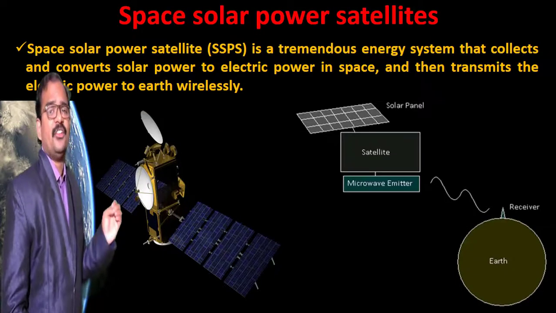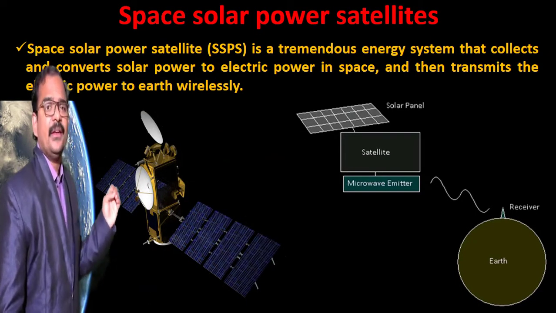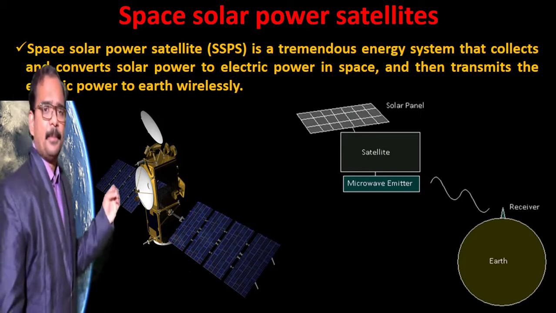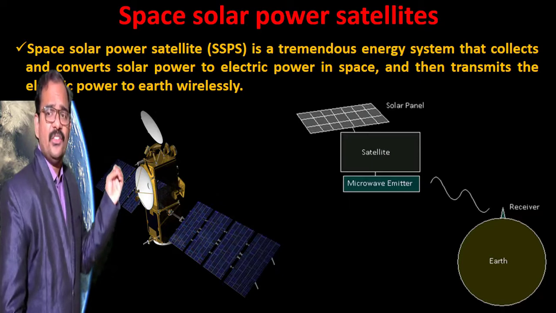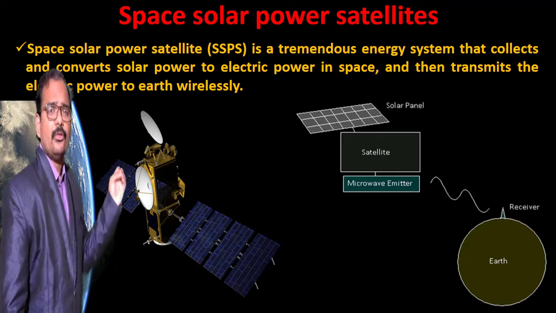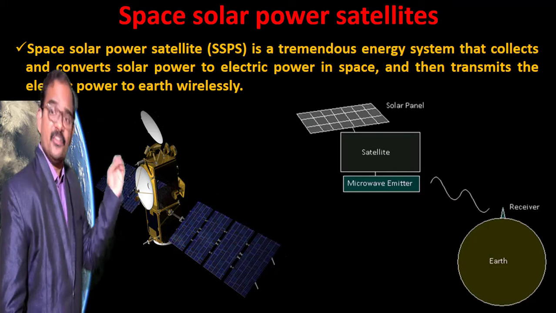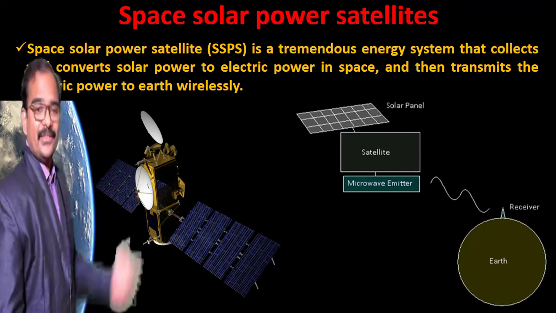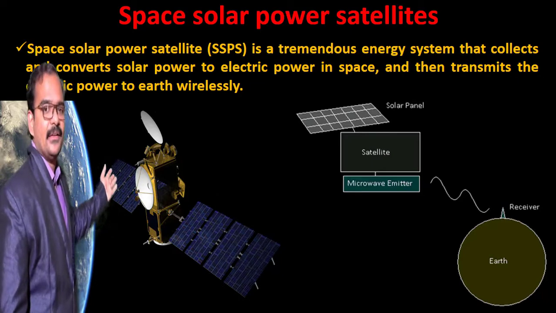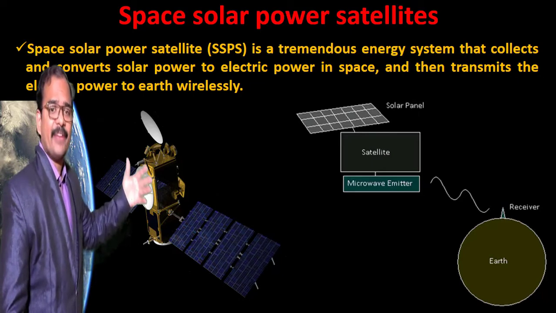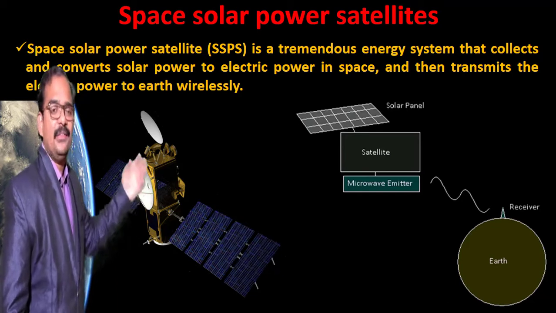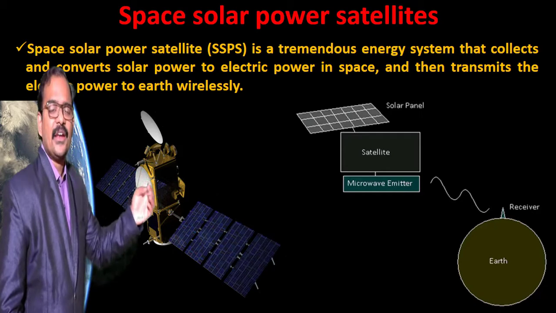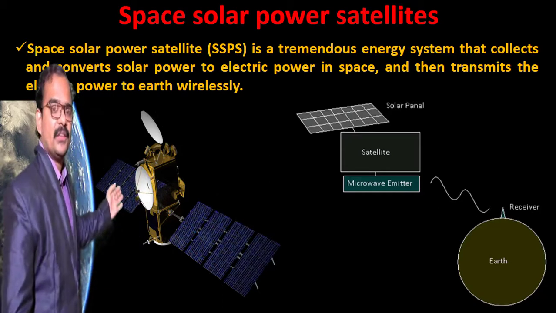Coming to the last application of the solar photovoltaic systems, it is space solar power satellites. Space solar power satellites is a tremendous energy system that collects and converts solar power to electrical power in space and then transmits the electrical power to Earth wirelessly. You can see in the figure that you have a satellite equipped with solar panels, and these solar panels will generate the electricity, and then this generated electricity will be transmitted to the earth wirelessly.